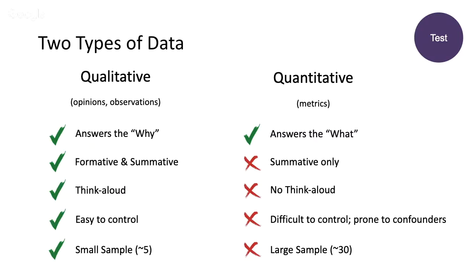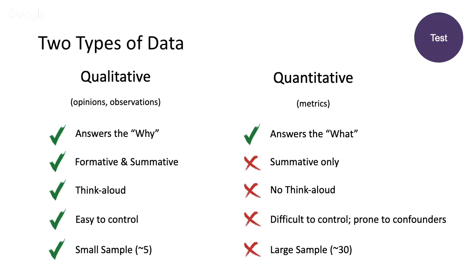Then there's formative and summative. Formative means that you can gather or conduct qualitative testing anywhere during your development. Summative is usually when you're conducting it at the end of everything, right? Then the other one is think aloud, right? It's easy to control, because you can recruit the right participants, you can set up the right environment, and you can set up the right device for them to use and test. Then small sample size, usually up to 5.